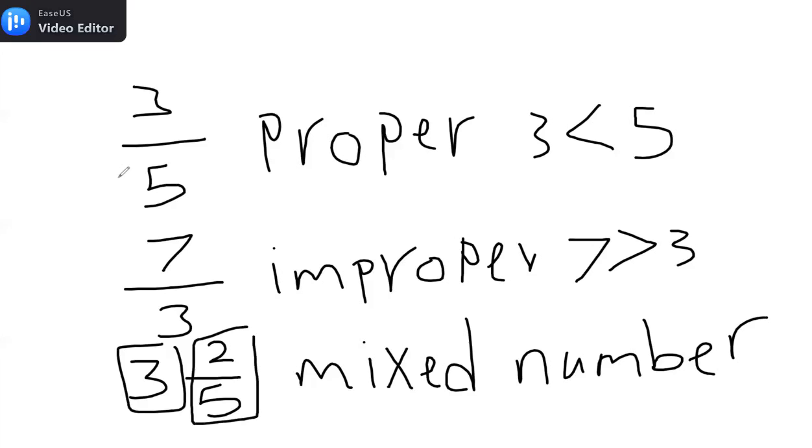Okay, now do you know the difference between the three of them: proper fraction, improper fraction, and the mixed number? Yes. Okay, let's move to another topic, which is converting between fractions, converting a mixed number into an improper fraction.